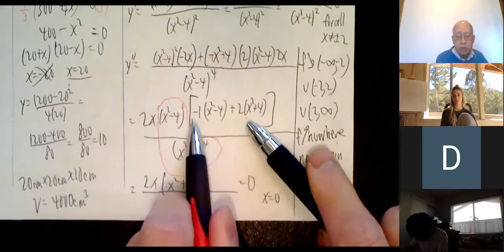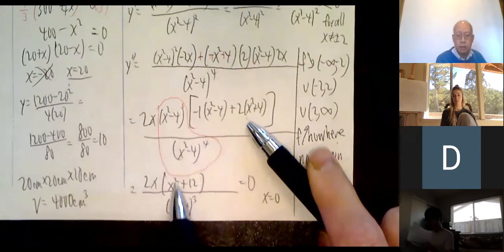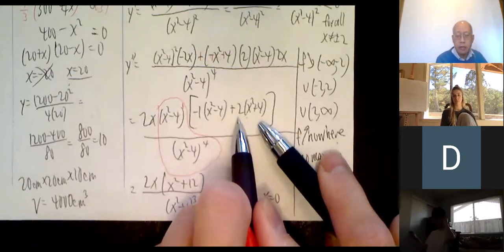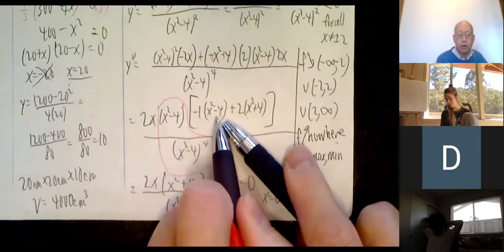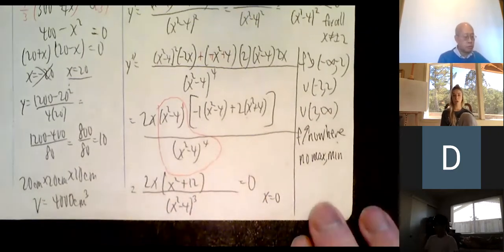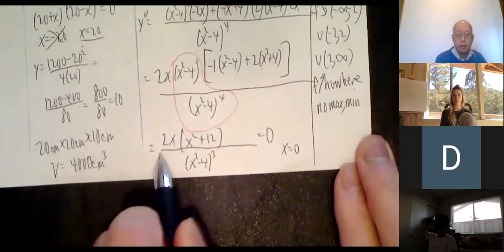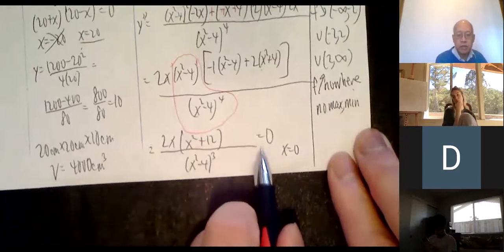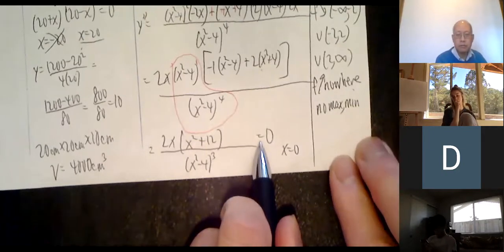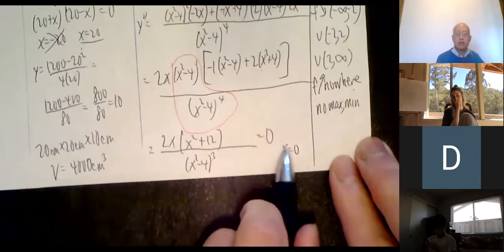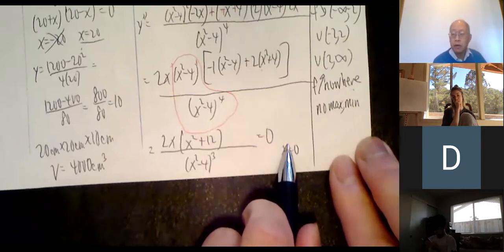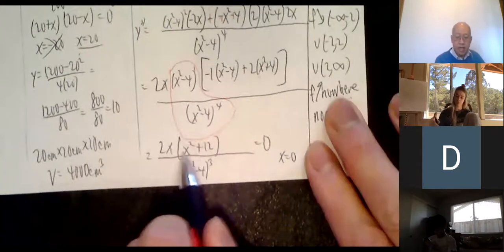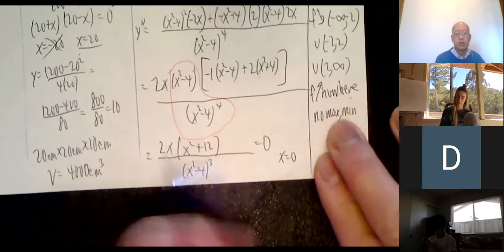Combine this all together. 2x squared minus x squared, x squared. 2 times 4 is 8. Minus a minus 4, plus 4, 12. So this is what I have: 2x times x squared plus 12 all over x squared minus 4 cubed equals 0. Set it equal to 0. When is a fraction equal to 0? When the top is 0. This can't equal 0. x squared plus 12 is always positive, so just x equals 0.